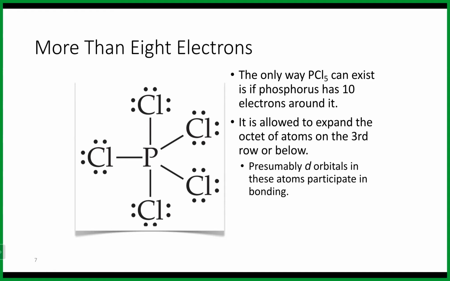So when we're looking at things like carbon, nitrogen, oxygen, fluorine, the second period elements, they are not going to be able to exceed the octet. So we can never wind up with more than 8 electrons around those.